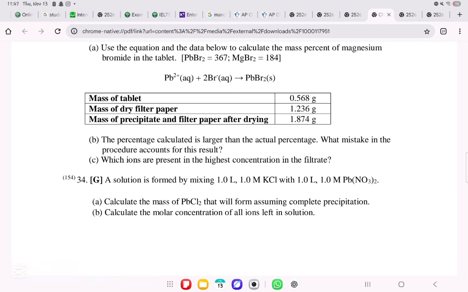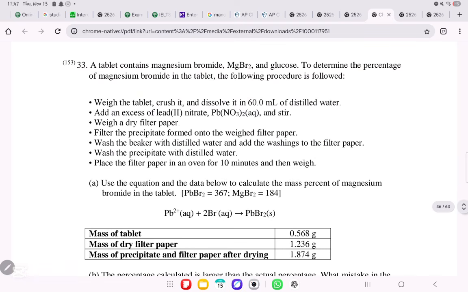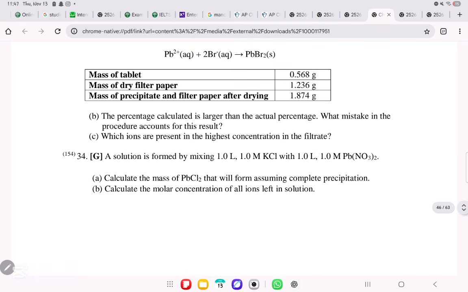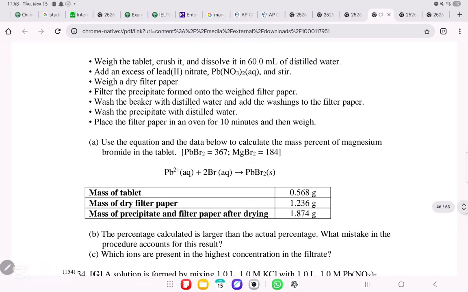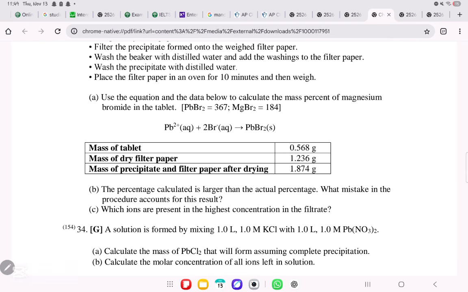Which ions are present in the highest concentration in the filtrate? So the most present would be the spectator ions. If you go back up, you see that it was PbNO3 that reacts with... Okay, my bad, actually, look. This is PbNO3 reacting with MgBr2 to produce PbBr2. So this is why PbBr2 and MgBr2 have the same number of moles, because they're in a ratio of 1 to 1. Okay?